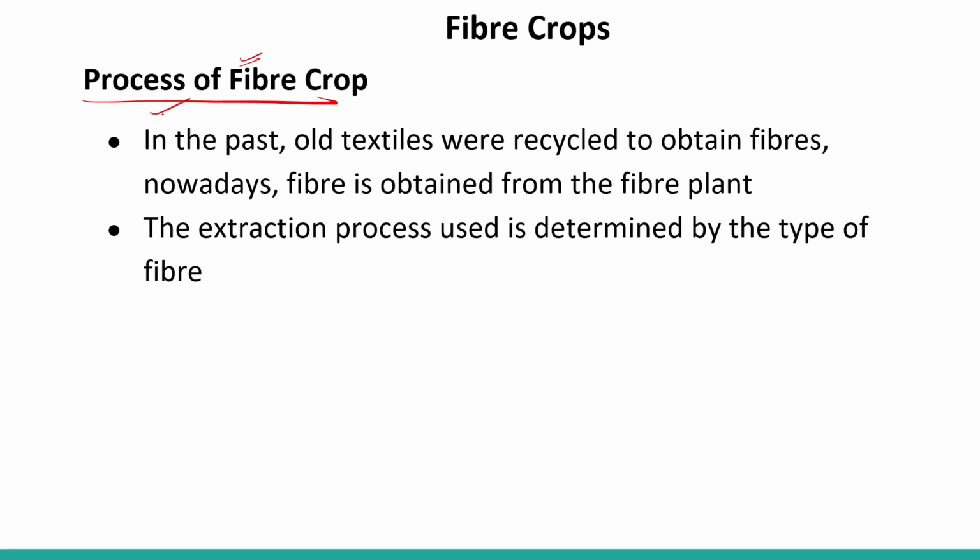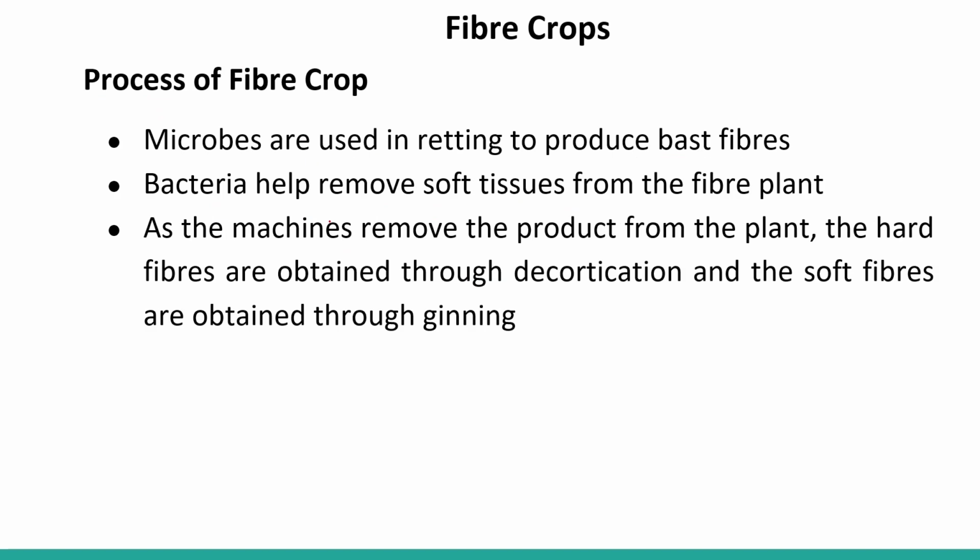So it should get a process. In the past, old textiles were recycled to obtain fibers. Nowadays, fibers are obtained from the fiber plant. The extraction process used is determined by the type of fiber. So our extraction process is dependent on what type of fibers we are using.